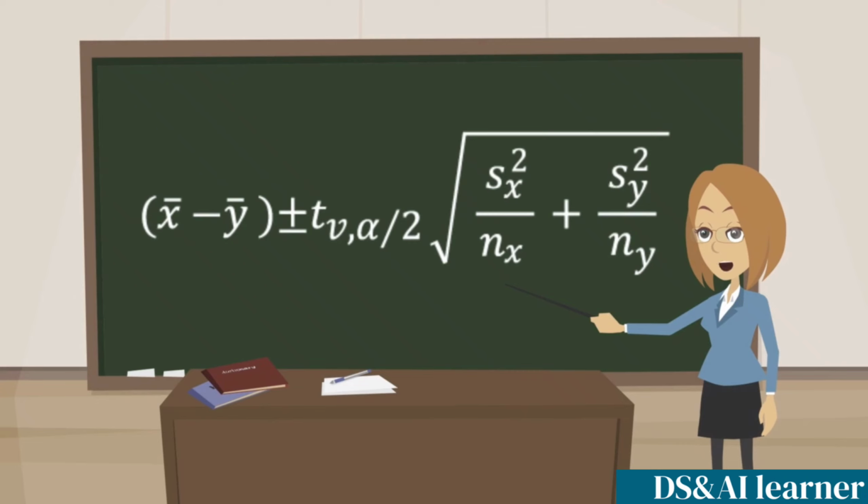Here's the confidence interval formula. Once again, we have the differences of the means of the two samples. The variances are the sample variances of each of the two variables, and here are the respective sample sizes. The tough thing about this is to estimate the degrees of freedom.